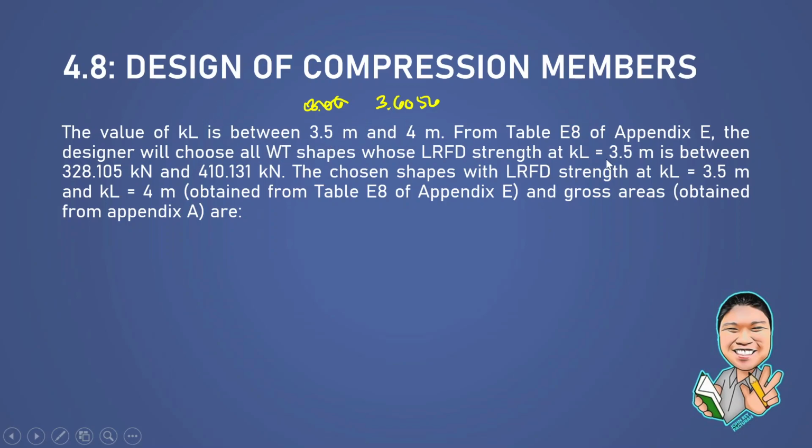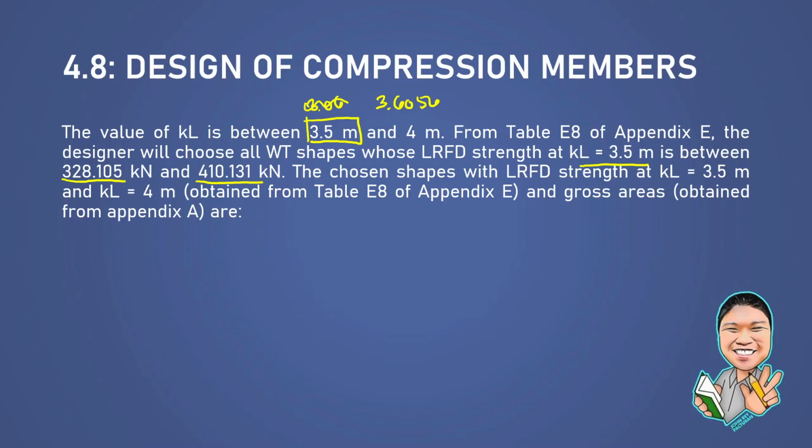So, from table E8 of Appendix E, mag-i-interpolate nga tayo dito. The designer will choose all WT shapes whose LRFD strength at KL equals 3.5. Yung mas mababa ang pipiliin natin. At KL is 3.5, it is between itong 328.105 and 410.131. Again, saan yan galing? Yung na-compute nyong PU and yung 1.25 ng PU.